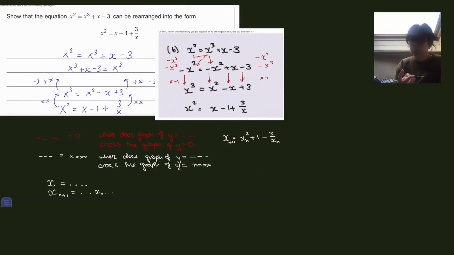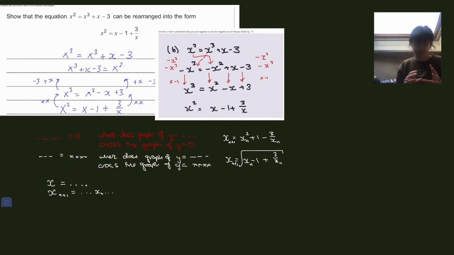That might work. Another thing that we could do is we could square root both sides of where it is now. So it says x equals x minus 1 plus 3 over x all square rooted. We could do that, and then that would say x equals. So we would have a different iterative formula. And it may be that one of those is going to create a convergent sequence and the other one isn't.